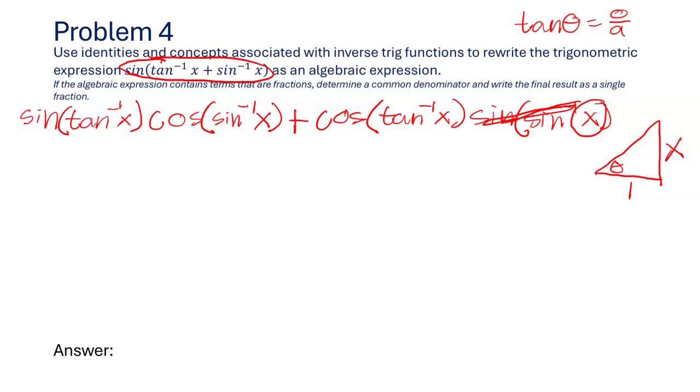Okay. So we also want to find this other side. The way we can do that is by using just the Pythagorean theorem. So we know that x squared plus 1 squared equals our third side squared. If we take the square root of that, we get the square root of x squared plus 1 squared. Because 1 squared is just 1, we can write that as the square root of x squared plus 1. Okay.